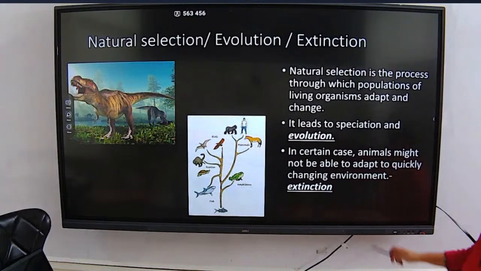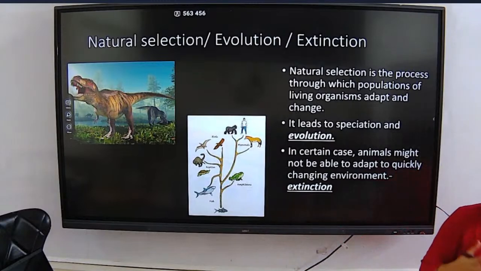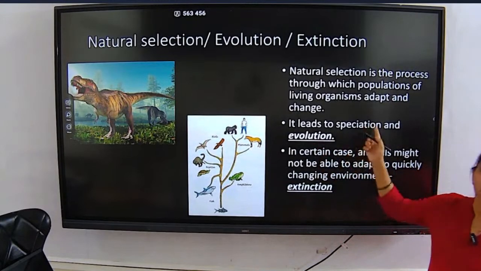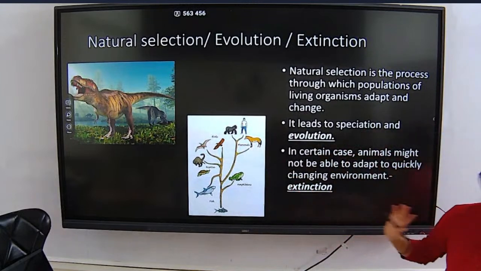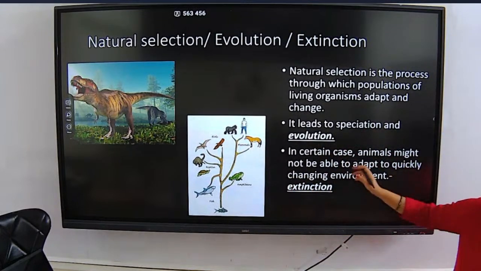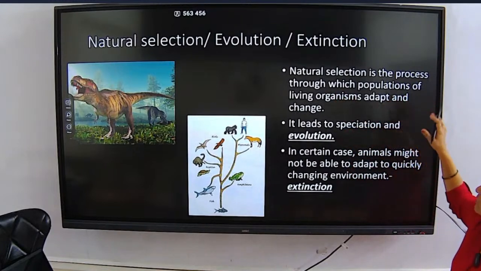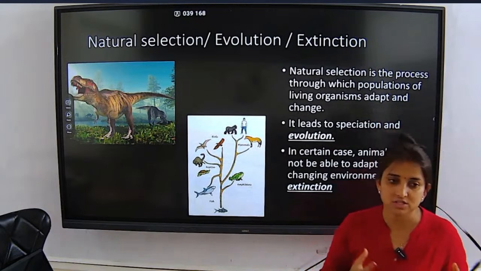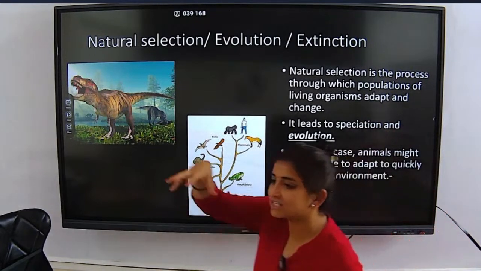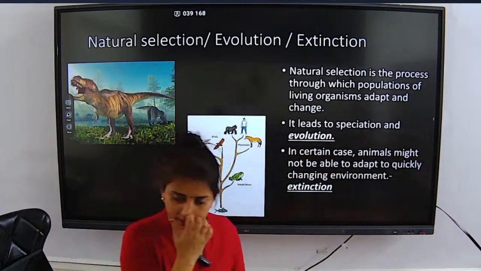Because of all of this development, the species will either evolve or speciate, turning into a different species, or become extinct. This is the process of natural selection. Natural selection is the process through which populations of living organisms adapt to change. In that case, nature has naturally selected them to continue in the environment.